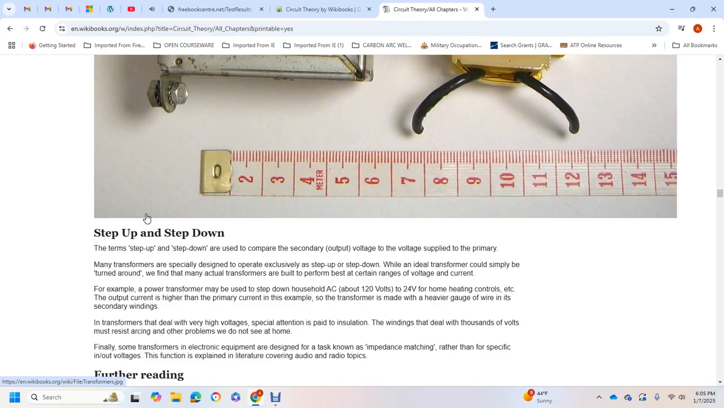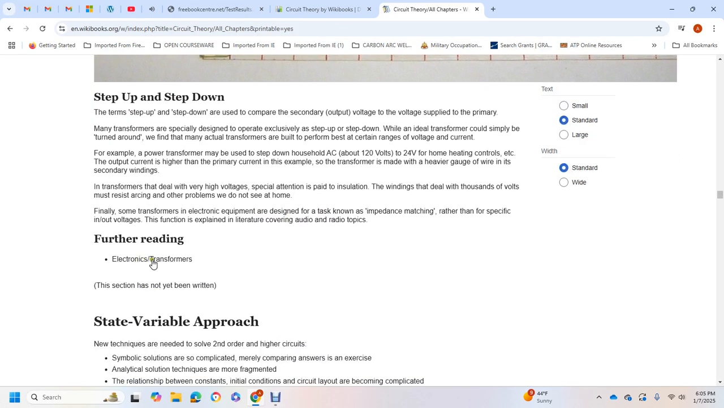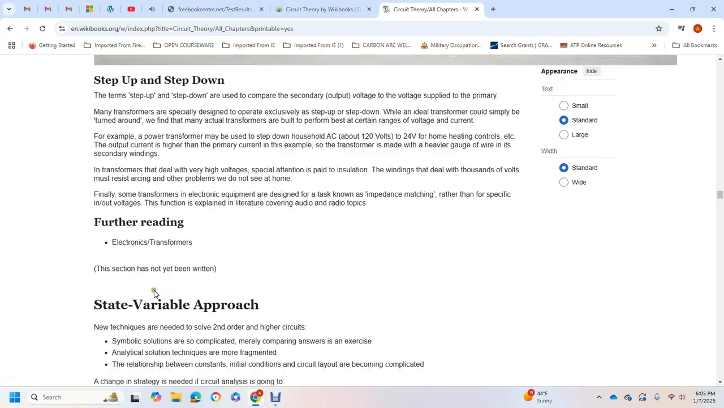For example, the transformer is made with a heavier gauge of wire in the secondary winding. For a transformer dealing with high voltage, special attention is paid to insulation, since windings dealing with 1,000 volts must resist arcing and other problems we do not see at home. Finally, some transformers are designed for impedance matching rather than specific input and output voltages, a function explained in literature covering audio and radio topics. Further reading on the electronics and transformer distinction has not been written yet.